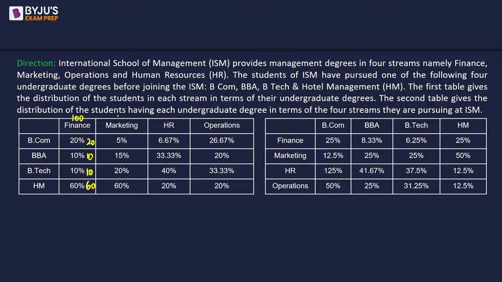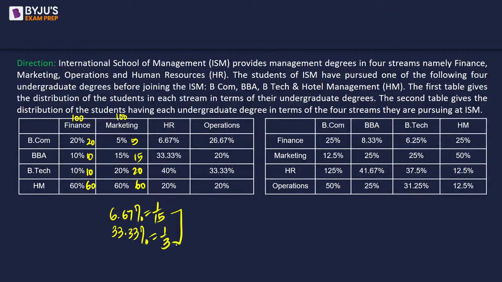From marketing, suppose there are 100 people again, then 5 people were from BCom background, 15 from BBA, 20 from BTech, and 60 from HM. If we take HR to be 100, we will have 6.67 people. Now this is absurd. How can it be 6.67? So here the fractions will be important. 6.67% is nothing but 1 by 15, and 33.33% is nothing but 1 by 3.